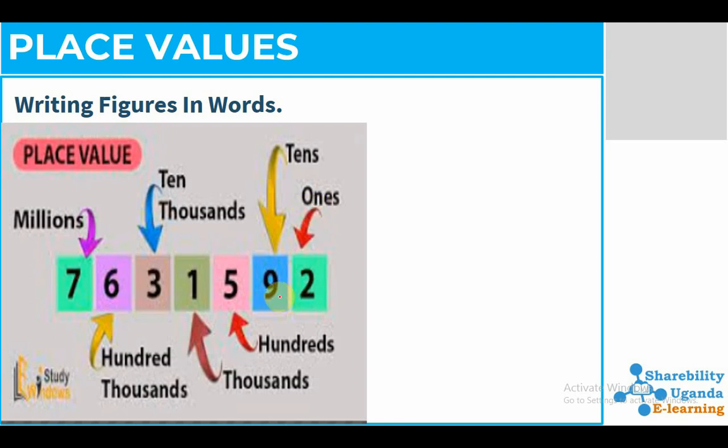Okay, so we have a 2 which is in ones, we have a 9 which is in tens, we have a 5 in 100, we have a 1 in 1,000, we have a 3 in 10,000, we have a 6 in 100,000, we have a 7 in millions. That means in reading this, we shall be able to say 2 ones, 9 tens, 500, 1,000, 3 10,000, then 600,000, 7 million.